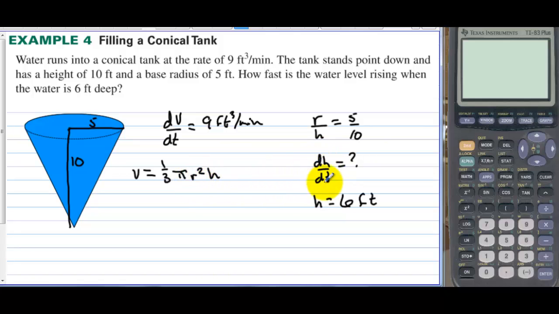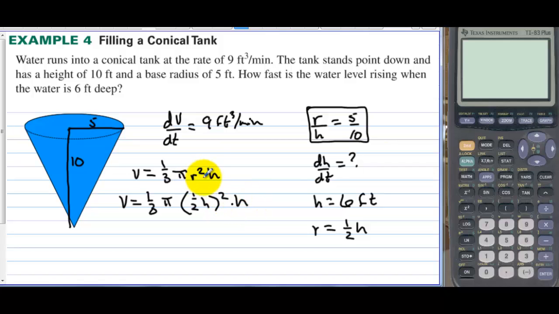Since we're trying to find dh/dt, I really want to get rid of r. We can use this proportion to get rid of r. We can multiply by h. r equals 1/2 h, since 5/10 is 1/2. Now we can replace the r with 1/2 h. The volume is equal to 1/3 pi times 1/2 h squared and then times h. So we replace the r. The volume is now equal to, well, 1/2 squared is 1/4, times 1/3 is 1/12, and we have pi h to the third.